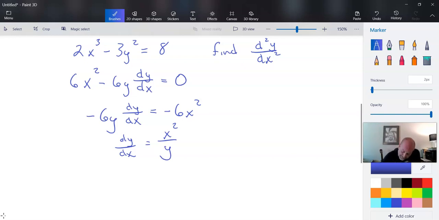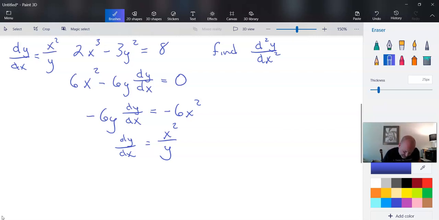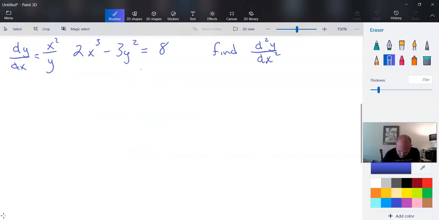Okay, so we have one result, and I'm just going to jot this down over here in the corner because I'm going to need to get rid of a lot of this stuff. So dy/dx is equal to x squared over y. So we need that result because we're going to have to take that derivative also now. Okay, so now we need the derivative of x squared over y. And, well, that's a quotient, so we need the quotient rule.